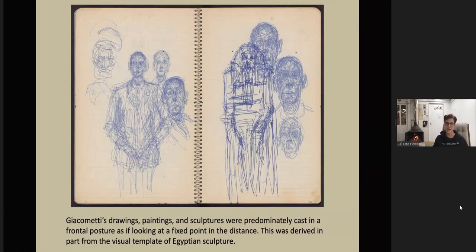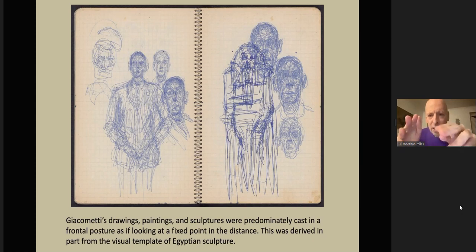Giacometti's drawings, paintings, and sculptures were predominantly cast in a frontal posture, as if looking at a fixed point in the distance. This was derived in part from the visual template of Egyptian sculpture. He went to the Louvre a lot and tended to draw from Egyptian figures.